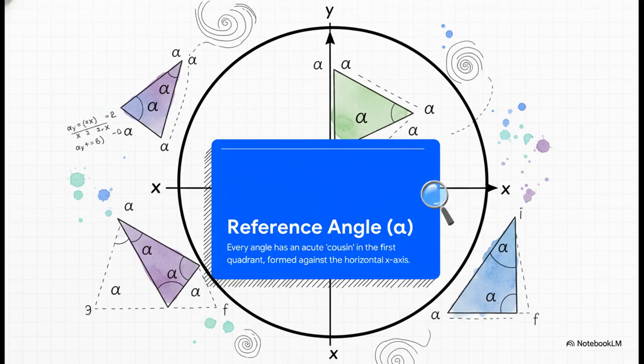The best way to think about it is that every single angle out there has a little acute cousin that lives back in quadrant 1. This cousin, we're going to call it alpha, is just the smallest, sharpest angle your angle's terminal side makes with the horizontal x-axis. That's it.